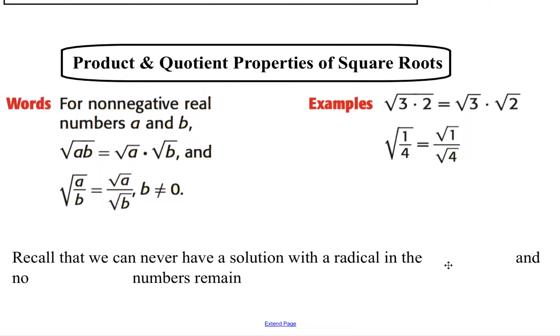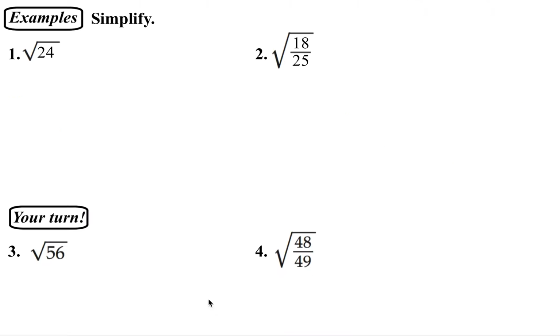One of the things I want to make sure I mention is, remember when we're dealing with radicals or square roots, we can never have a radical or a square root in the denominator. Something is not completely simplified unless there are no perfect squares still contained underneath that radical. Just a little reminder for you there.